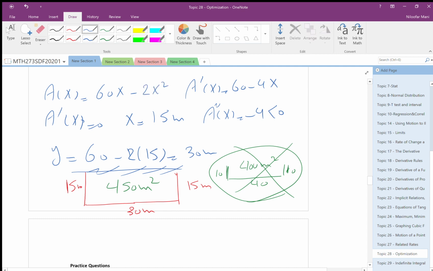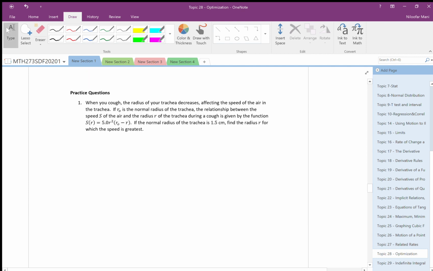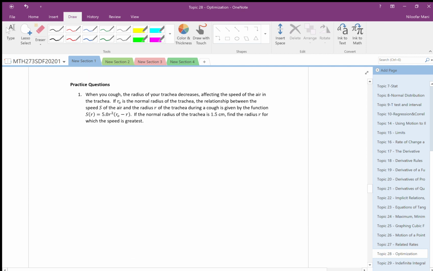Derivative equals 0. You find the answer, 15 meter. You check if the answer makes that function maximum, and you see it is. And then you find y. And then you just can check it. Okay? So, now practice questions.